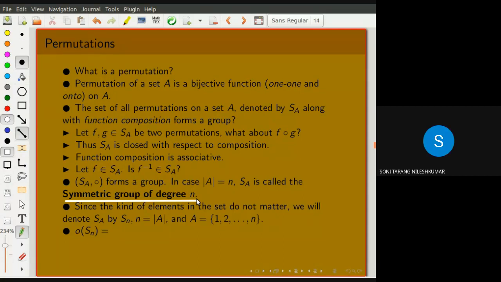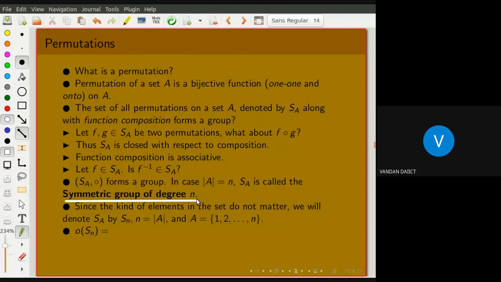I got it, sir. But in the example of triangle symmetries, it is not called a symmetric group of degree 6. If we find another symmetric group of degree n, then how can we relate them? There is no relation between the geometric example, the symmetry of a triangle, and this symmetry group. I'm just trying to justify this name.